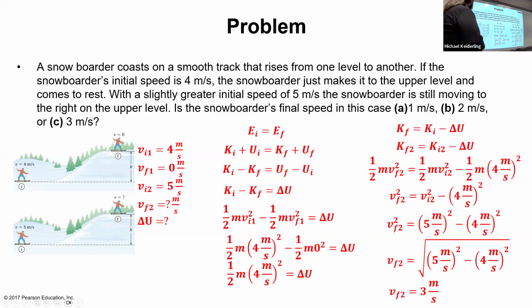So basically, here we have 4 squared. 4 gets us to the top of the hill, so 4 squared gets us to the top of the hill. And so we have 5 squared minus 4 squared leaves us 3 squared. And that'll be our speed at the top.